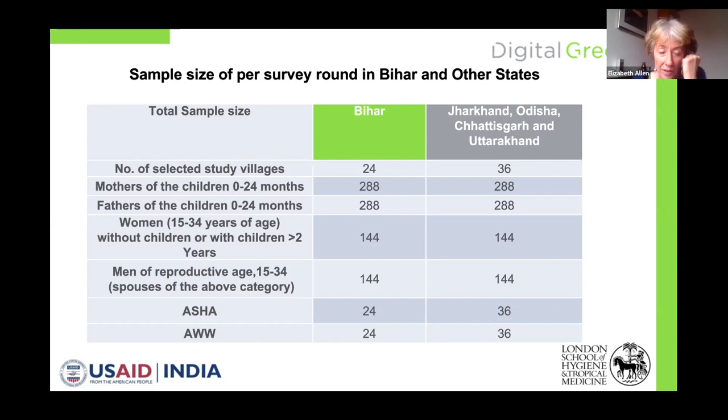We also additionally, because of our interest in the family planning aspects, surveyed women between the ages of 15 and 34 who didn't have children or whose children were greater than 2 years. We surveyed 144 of those women in each round. Similarly, we did the same with the men, the spouses of those women, so we've got 144 men in each round, in each state, between 15 and 34 without children 0 to 24 months. And then we also had some questions for the ASHAs and the Anganwadi workers. In each round, we surveyed 24 ASHAs in Bihar and 36 in the other states, and similarly for the Anganwadi workers.